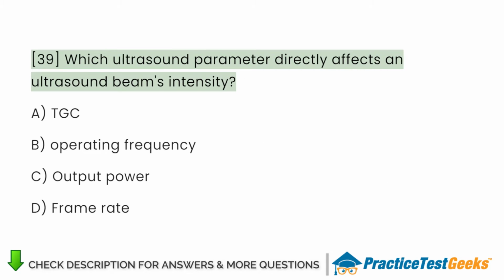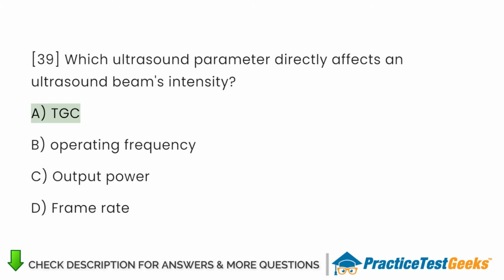Which ultrasound parameter directly affects an ultrasound beam's intensity? A. TGC. B. Operating frequency. C. Output power. D. Frame rate.